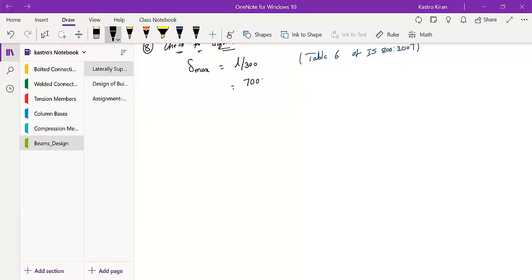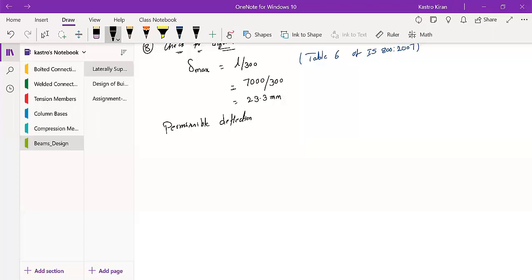So the value of L is 7 meters, which is 7,000, upon the value of 300. Therefore, the maximum deflection is obtained as 23.3 mm. Now you also have to solve for permissible deflection. In the previous problem, we had only one load, right? We had only the UDL load and we solved it using 5 by 384 into WL cube by EI.